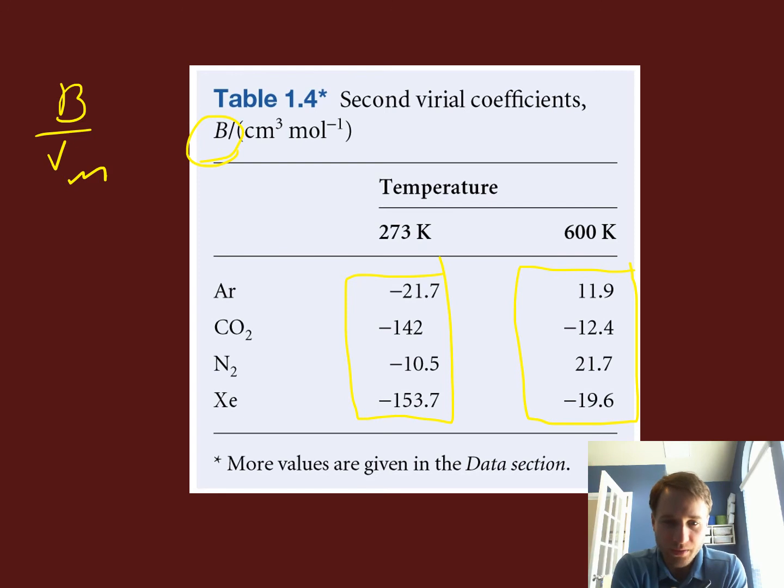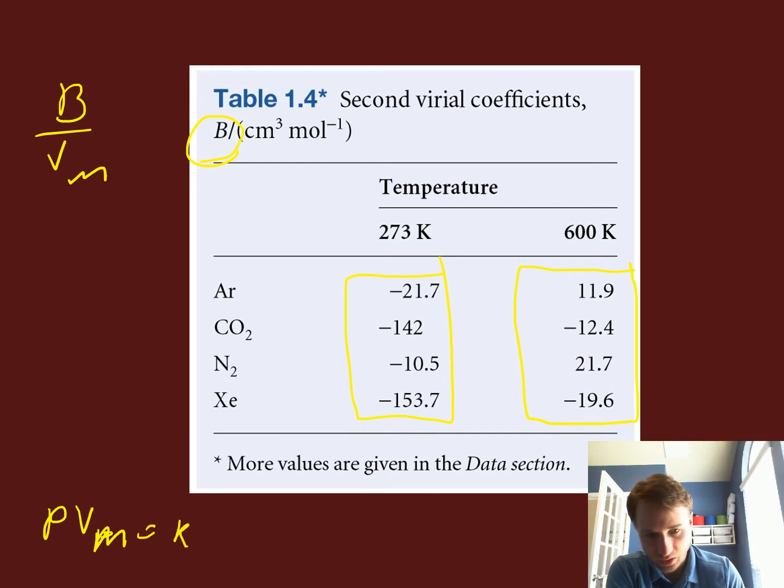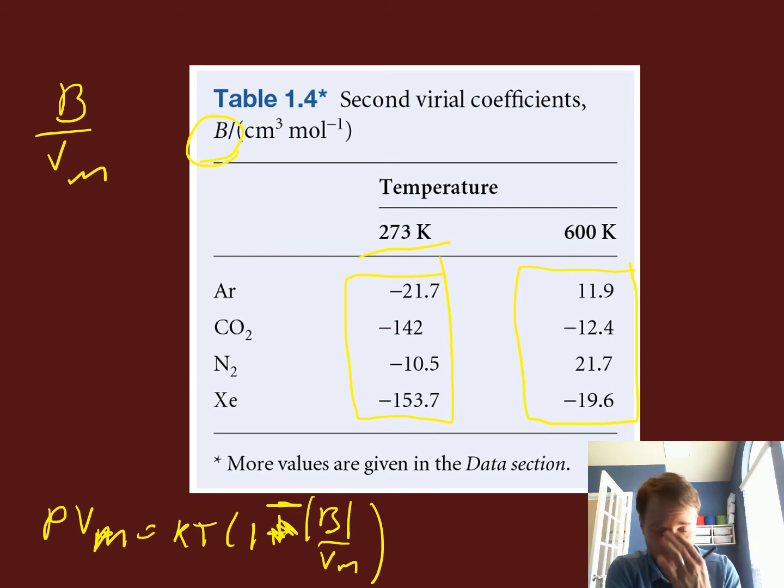That negative value, if we remind ourselves from the previous slide, the equation of state is P Vm equals RT times 1 plus B over Vm. Our molar volume is always a positive number, while B here is some constant. Notice that at 273 Kelvin, for all these gases, B is a negative number. B being a negative number here means that I'm sort of subtracting off the absolute value of that B.